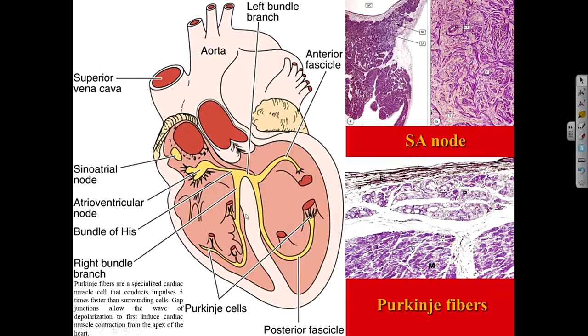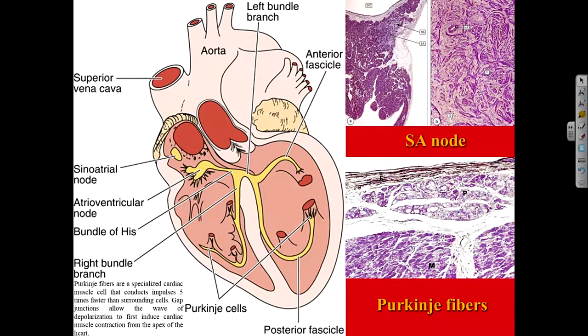It's a node. It's considered the pacemaker of the heart. It's continually generating an electrical impulse. It can be slowed up or slowed down, but it never stops. If it stops, the person dies. So the SA node creates an electrical impulse that then passes to the AV node. The AV node then is connected to the so-called bundles of His, which are these bundles of specialized Purkinje fibers.